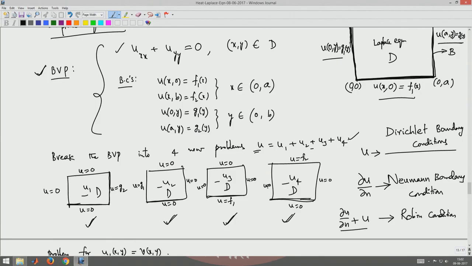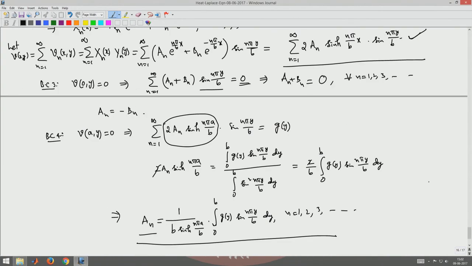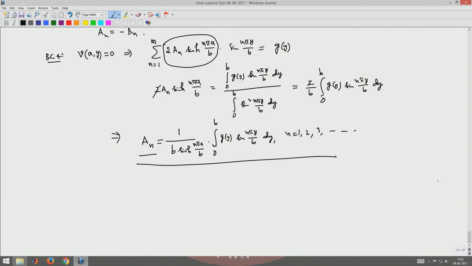So, if you give these Dirichlet boundary conditions, we have solved it. We will try to see how we can do it with Neumann boundary conditions. We will not look into the problems with Robin conditions. So in the next video, we will try to solve the boundary value problems for the Laplace equation in a rectangular domain with Neumann data on it. We will see that in the next video.